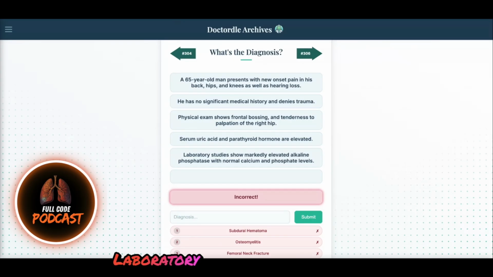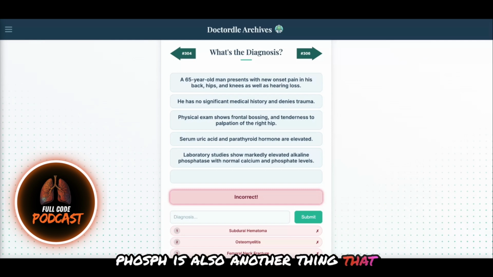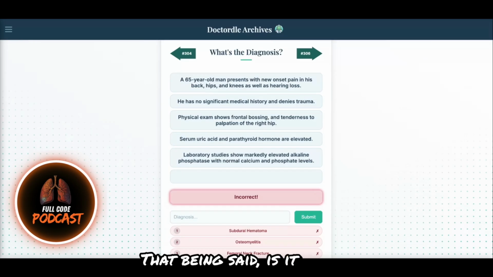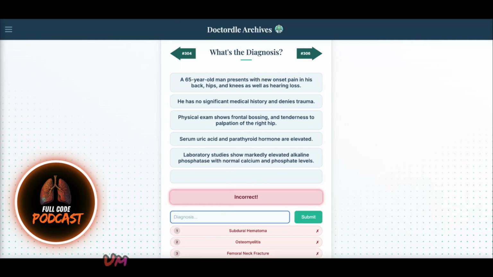Next clue. Laboratory studies show markedly elevated alkaline phosphatase with normal calcium and phosphate levels. So elevated alk phos is also another thing that is kind of specific to this underlying process going on. That being said, is it sensitive or specific? That's a question that we can't really answer with what we have in front of us here. Normal calcium and phosphate levels, which we know calcium and phosphate are very tightly linked when it comes to matters concerning bone and calcium. So the real hint here for us is the elevated alk phos.